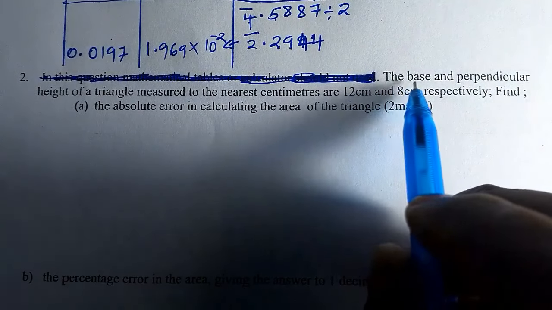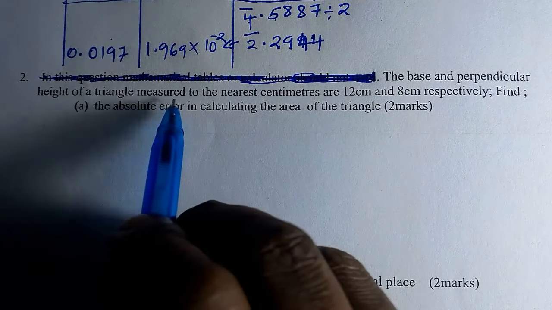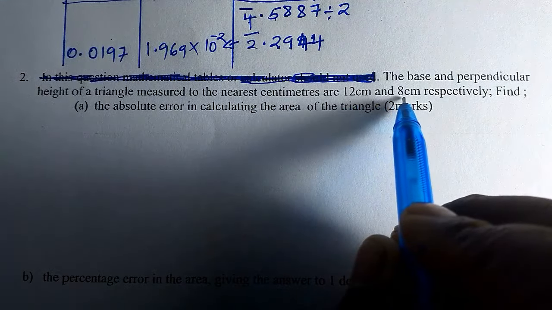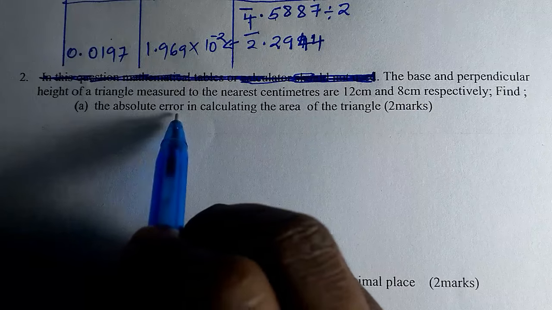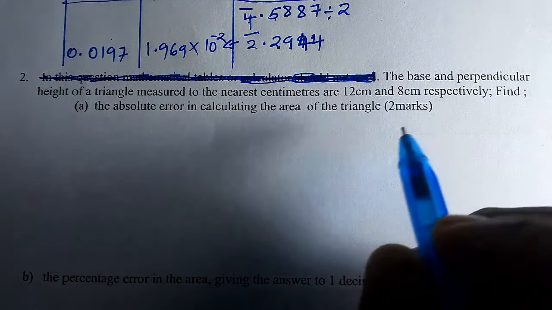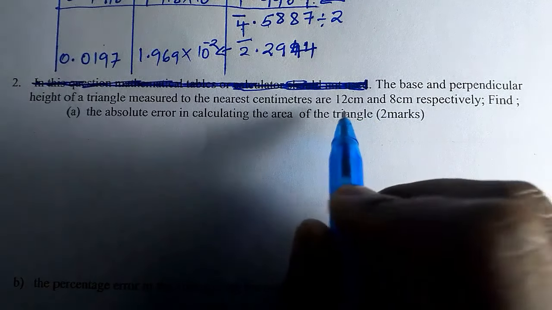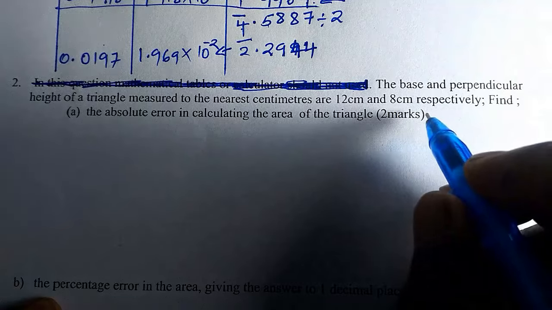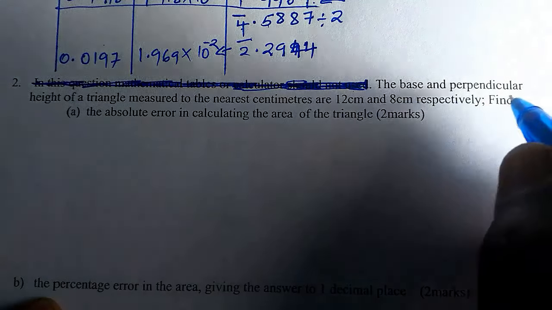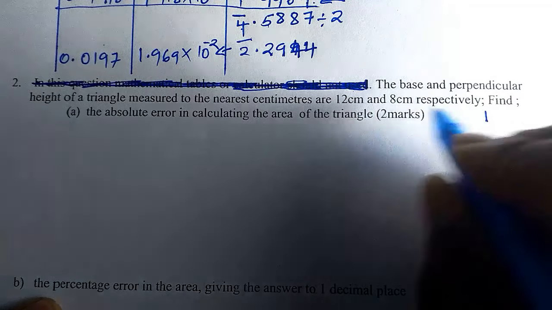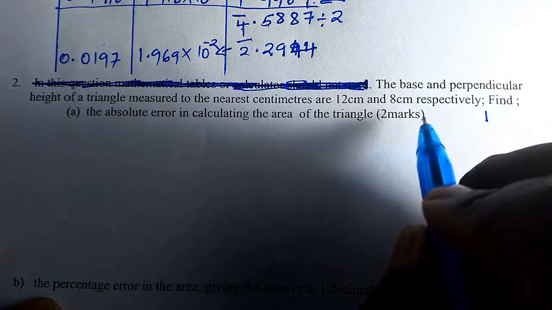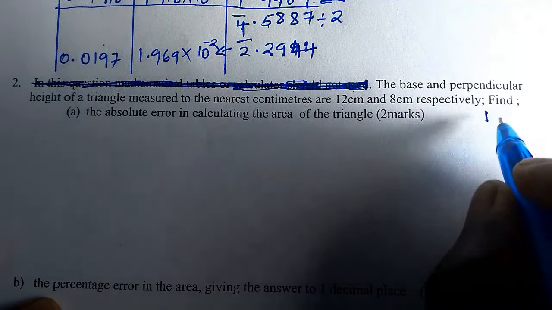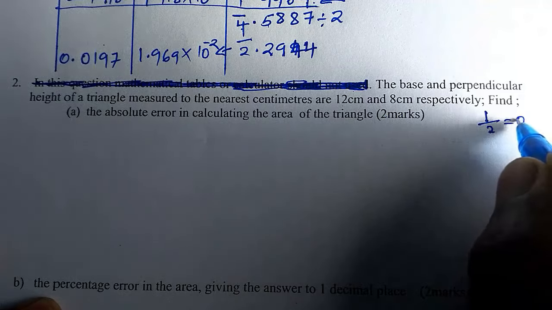The base and perpendicular height of a triangle, measured to the nearest centimeter, are 12 centimeter and 8 centimeter respectively. Find the absolute error in calculating the area of the triangle. Absolute error. So you can see we have been given 12 and 8. First, you need to remember the least count of a measurement. If we are given 12, it means the least count is 1. If you are given a whole number without a decimal place, then the least count is 1. Therefore, the absolute error is divided by 2, which is going to be 0.5.